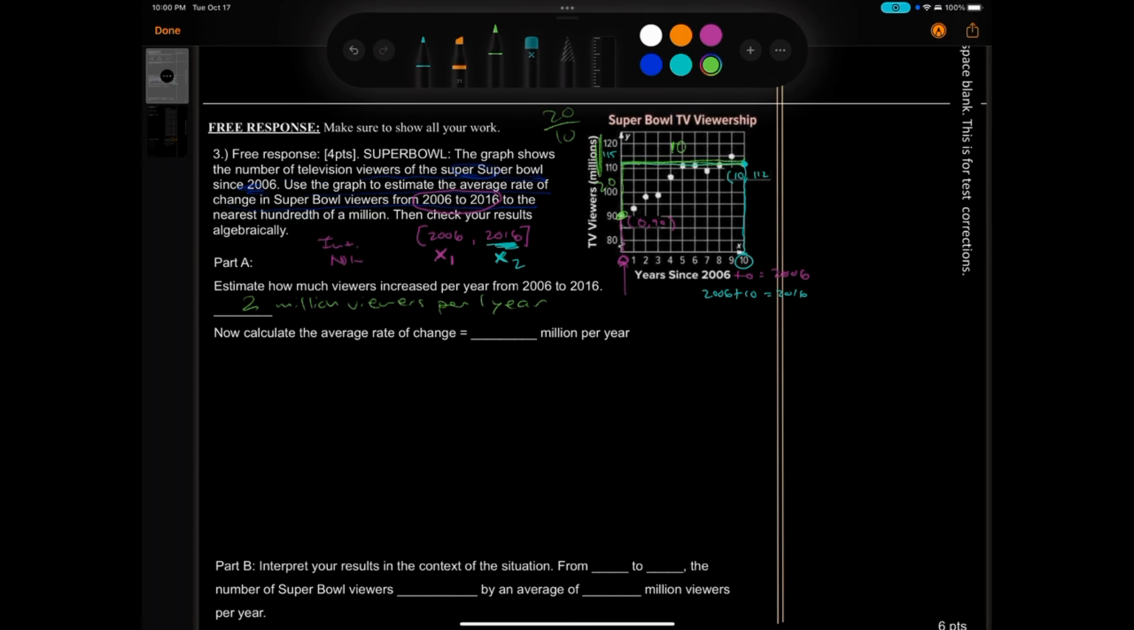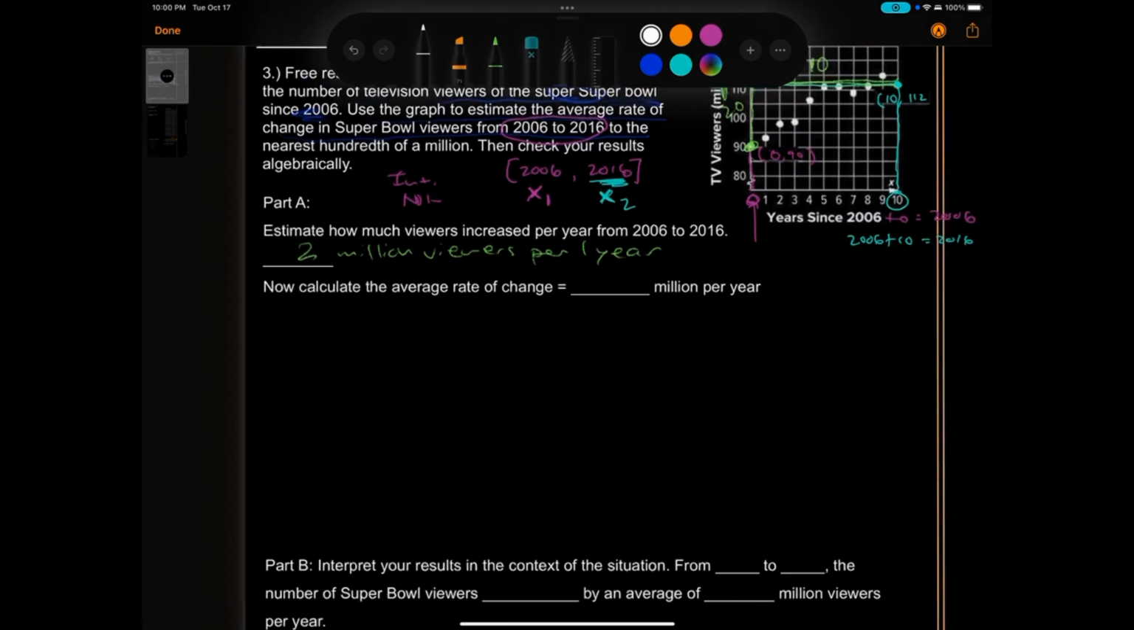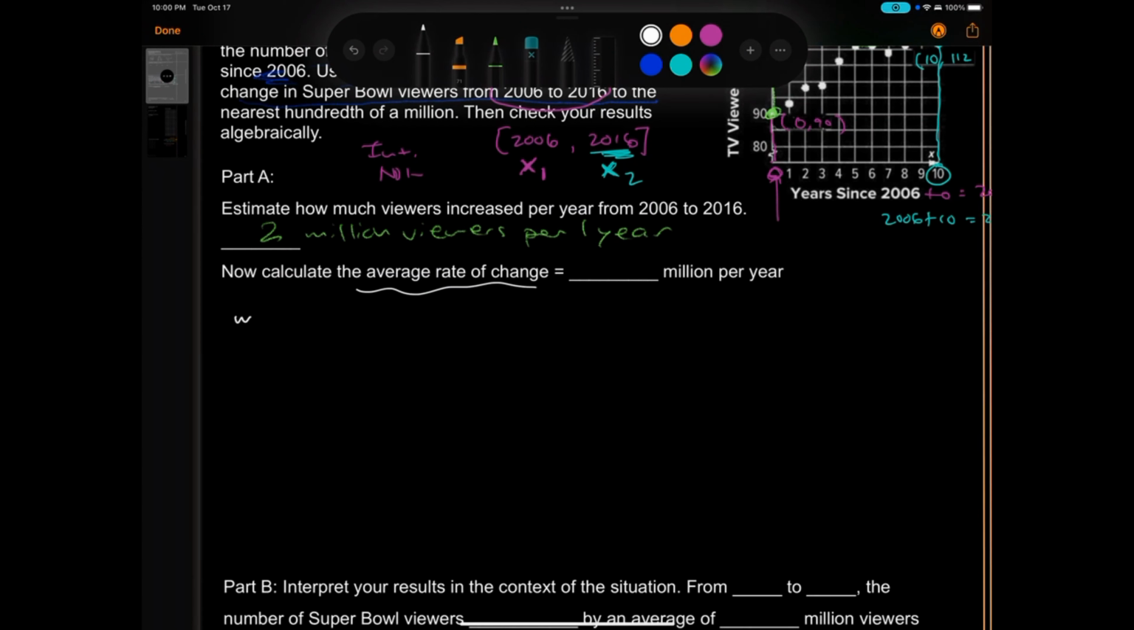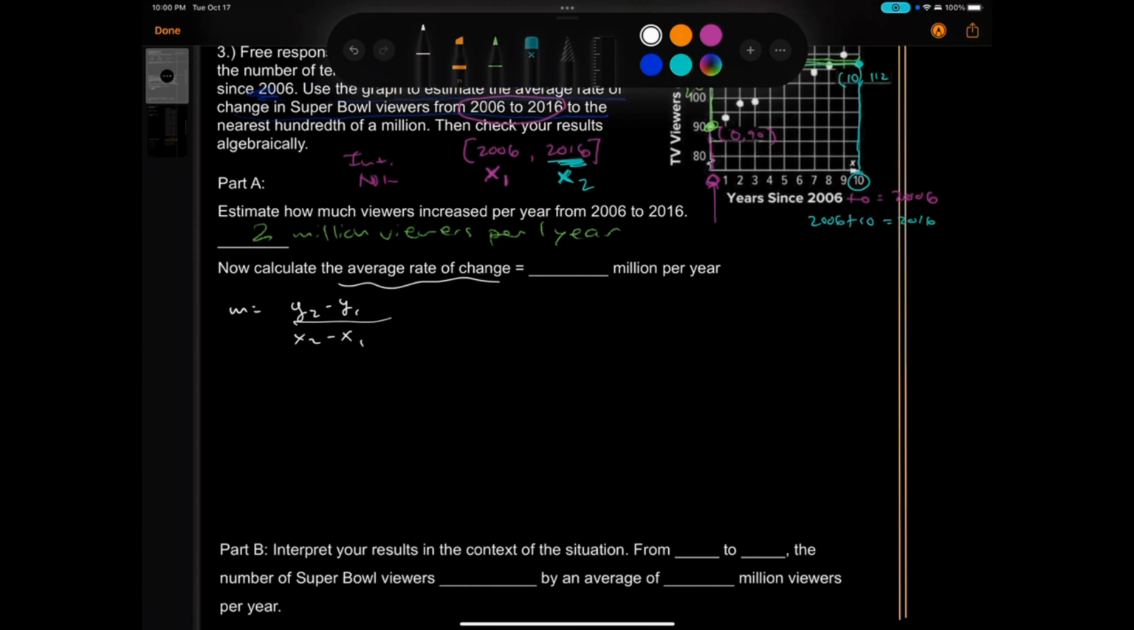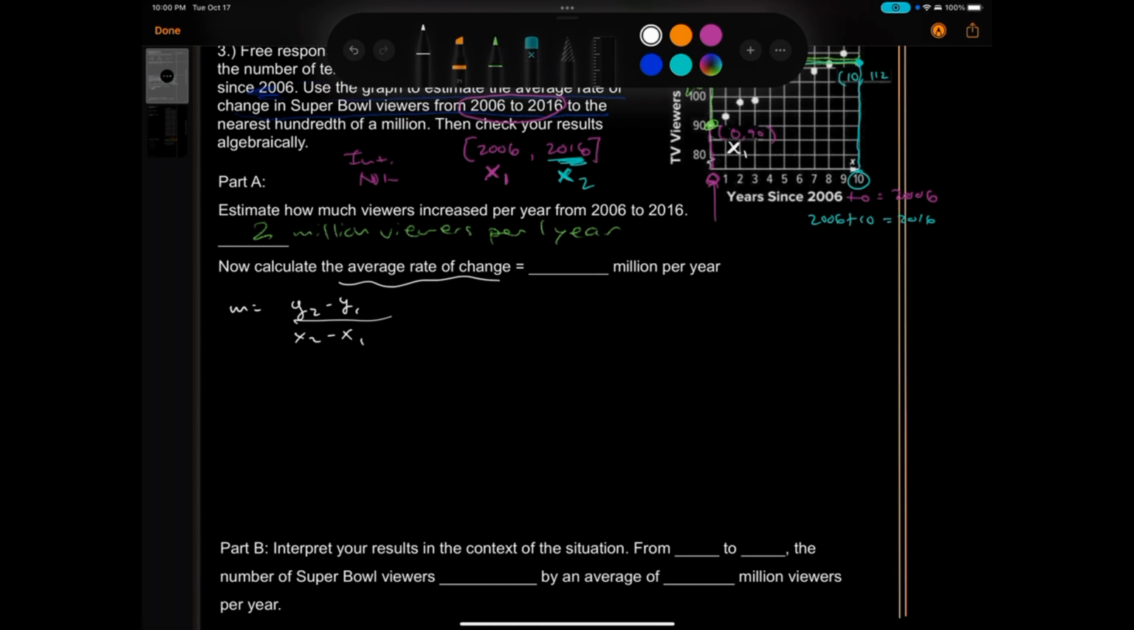Okay, let's go ahead and calculate this now. Average rate of change, that's just m equals m2 minus m1, y2 minus y1 over x2 minus x1. So here are my values labeled x1, y1, x2, y2. Let's write those down from over there. So my y2 value is 112 minus y1, which is 90. And then my x2 value is 10 minus 0.